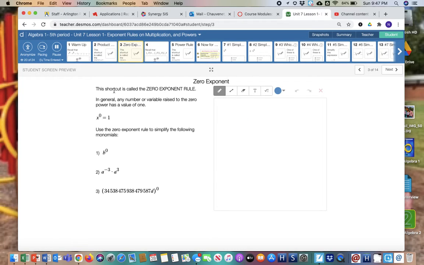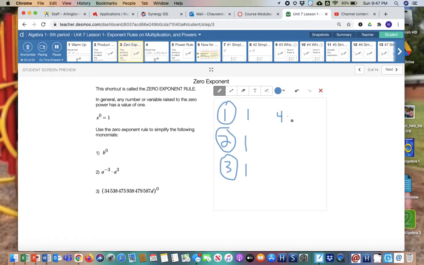Okay, so the next shortcut is called the zero exponent rule. So any number raised to the 0 has a value of 1. So don't overthink it. It just means anything to the 0. B to the 0 is 1. On number 2 here for this example, well, it's a to the negative third times a to the third. Remember, what were we asked to do when we were supposed to multiply with exponents from the last rule? We add them. So negative 3 and 3 gives me 0. But what's anything to the 0? 1. And then on number 3 here, you see this whole huge thing. It's all in parentheses to the 0, so it's just 1.